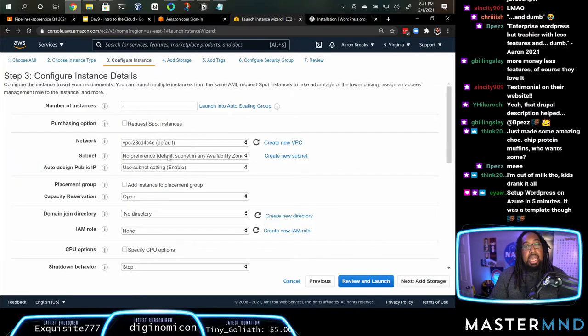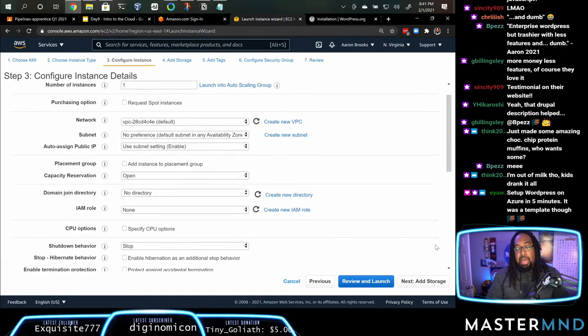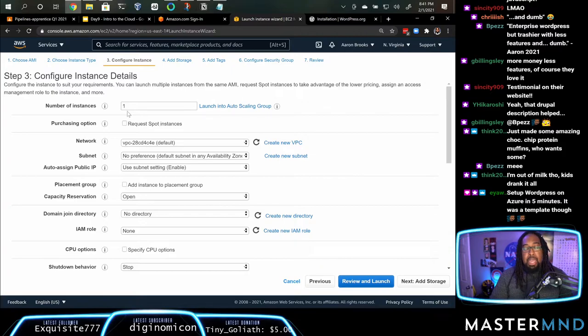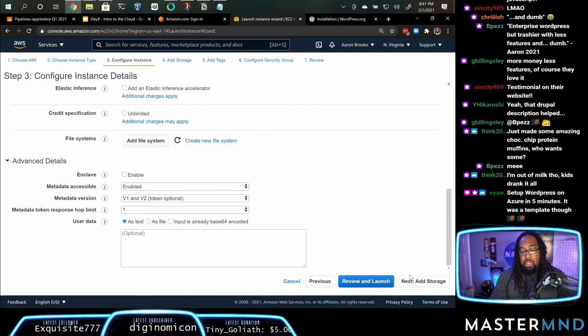Instance details gives you a bunch of stuff. We're not gonna go through all that because again, the goal is not to learn AWS tonight. It's just to get a little hands-on with the cloud. You can leave all this stuff by default. If I want 20 servers, I can put 20 servers in here just like that and get 20 servers. That is the power of AWS. So I just put one here because that's all I need. I can leave everything else the same.